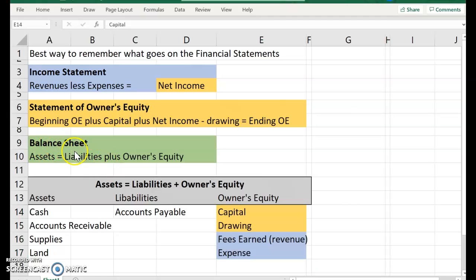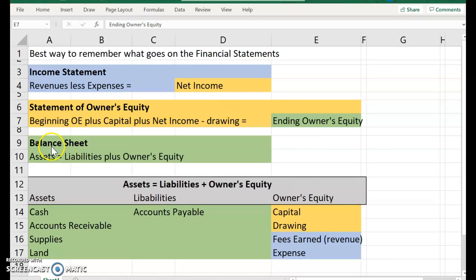Okay, now moving on to my balance sheet. The balance sheet is the accounting equation. So assets equal liabilities plus owner's equity. So I'm going to list out all of my assets, and they're going to equal all of my liabilities plus my owner's equity. I don't have to list out my owner's equity again. I'm just going to restate my ending owner's equity taken from my statement of owner's equity to put on my balance sheet.